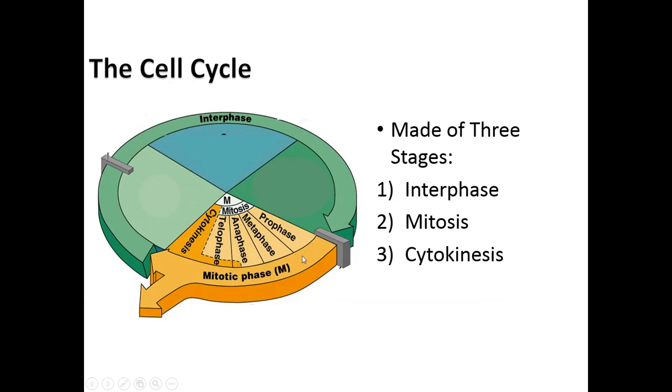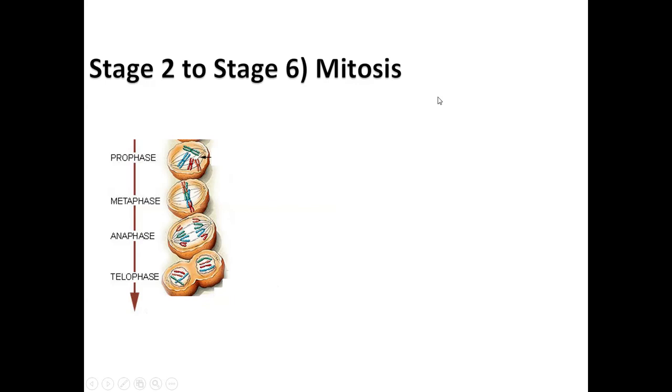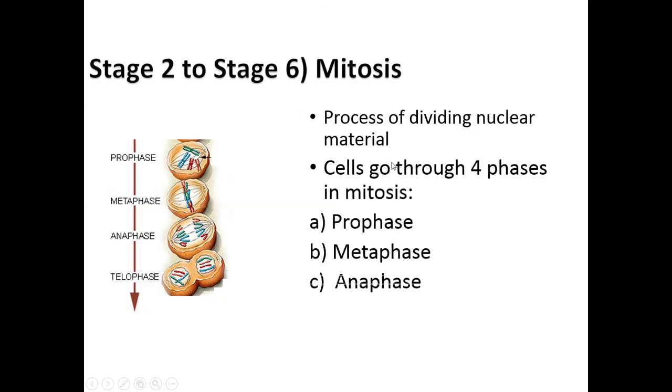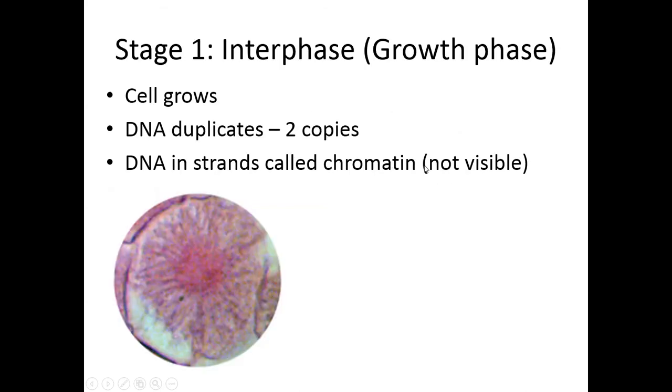So let's look at stages 2 to 6, right? So this is stage 1, and then we have 2, 3, 4, 5, and 6. Stage 2 to 6, this is the mitotic phase. Well, it's the process of dividing the DNA, or the nuclear material, and there's 4 stages in mitosis. Okay, prophase, metaphase, anaphase, and telophase. And we're just going to go through those and show some pictures here.